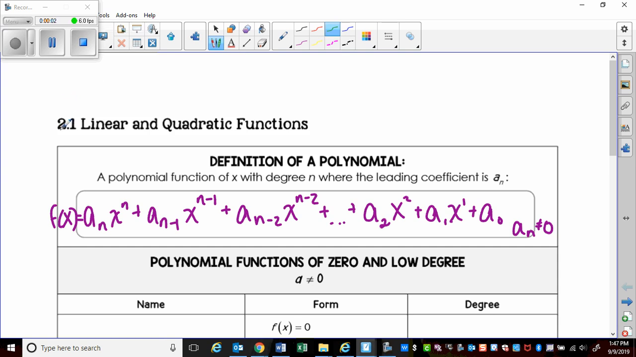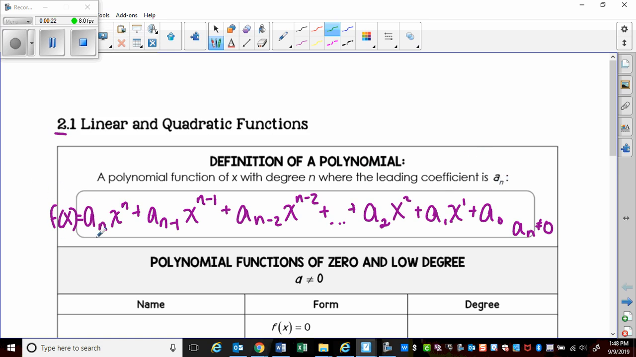Good morning. This is Unit 2, Day 1 notes. We're going to look a little bit more at functions and specifically quadratic functions. So I'm just going to define a polynomial for you. A polynomial is a function with x with degree n, where the leading coefficient is a sub n. So I wrote it down.